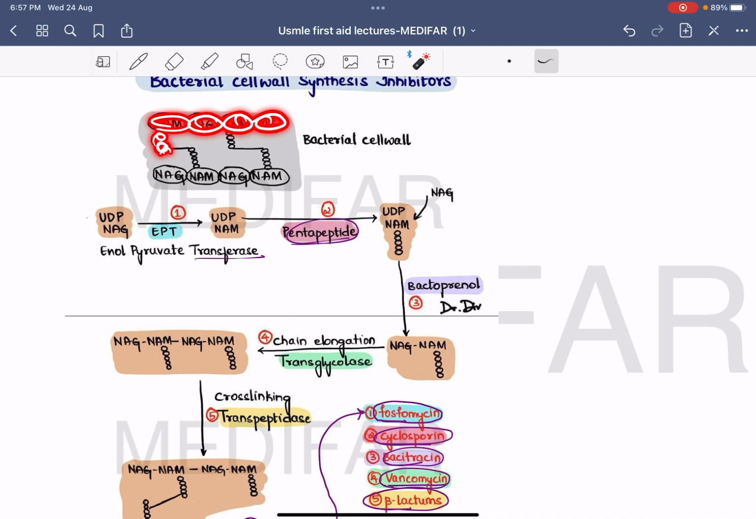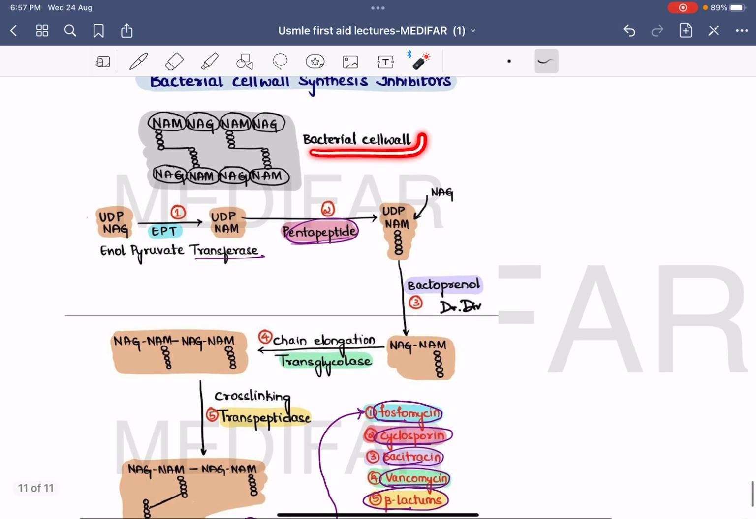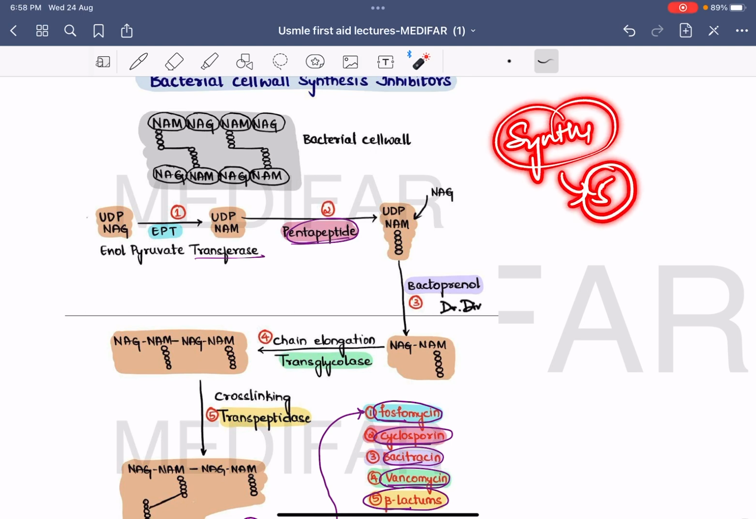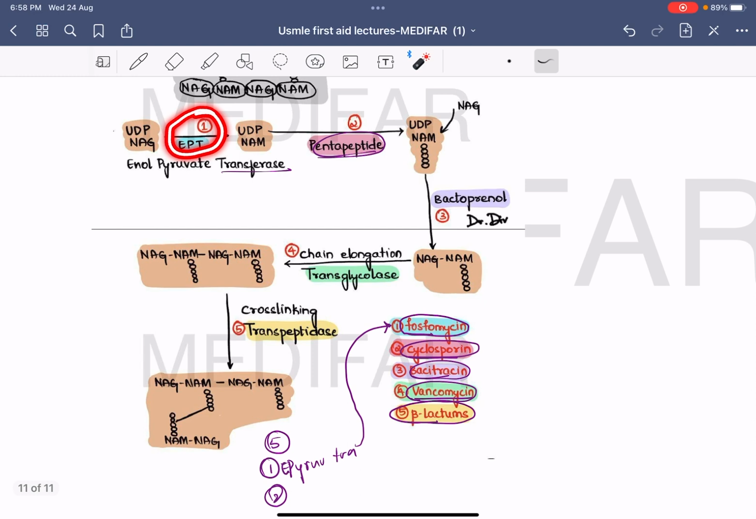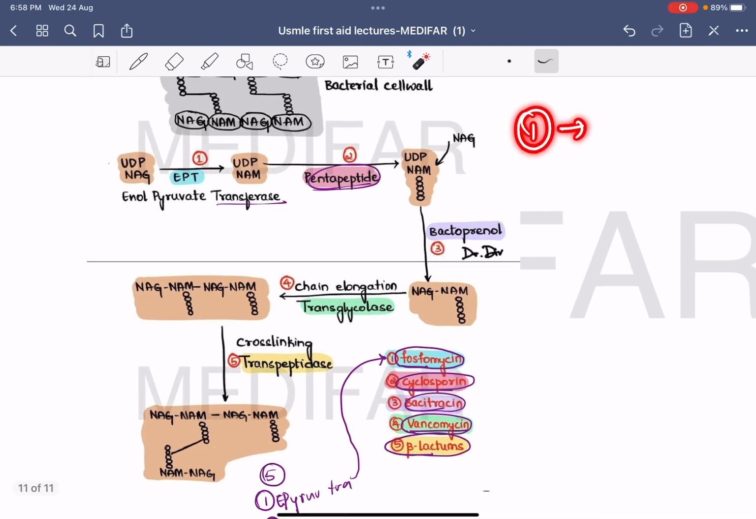NAG with peptides, and they are cross-linked like this. NAM and NAM are cross-linked. This is the bacterial cell wall. Synthesis of the bacterial cell wall occurs in 5 steps, and we need to remember 5 drugs. Which are the 5 steps? The first step, the enzyme is enol pyruvate transferase. UDP NAG is converted to UDP NAM. The first step is EPT. First let us learn the enzymes. First step, that is enol pyruvate transferase.